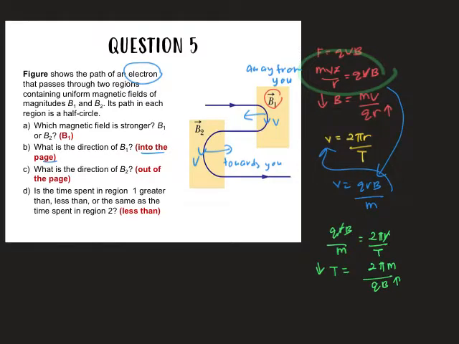Now the question asks you to find whether the time span in region 1 is greater than, less than, or the same as the time span in region 2. From the previous question, B1 has the stronger magnetic field. Therefore the time is going to be reduced, which means that the time span in region 1 is going to be less than region 2.